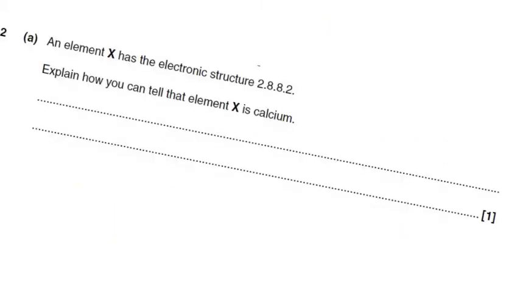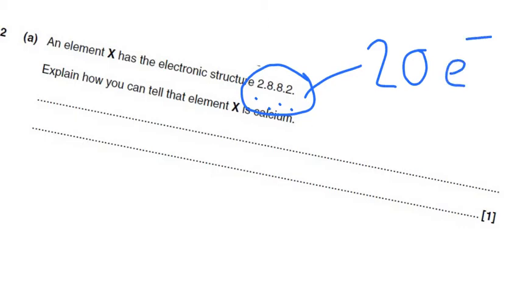So let's have a look at a fairly recent exam question. Element X has the electronic structure 2882. The question asks, how can you tell that element X is in fact calcium? Now the answers that I've seen with this particular question tend to focus on the structure and looking at the fact there are 2 electrons in the first shell, 8 in the second, 8 in the third and 2 in the fourth. The first thing that people can identify is the fact that in total there are 20 electrons.